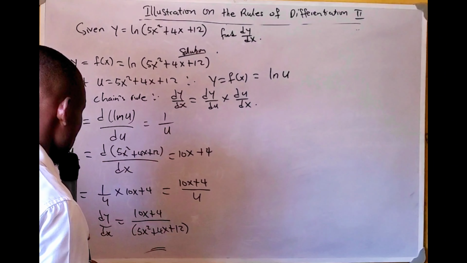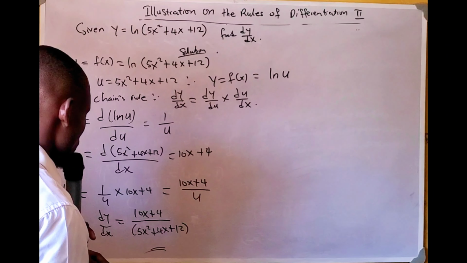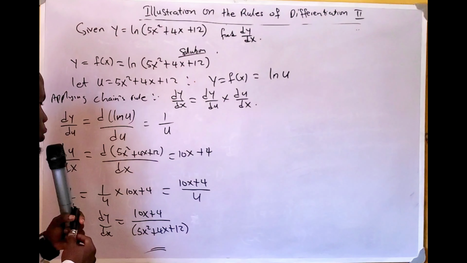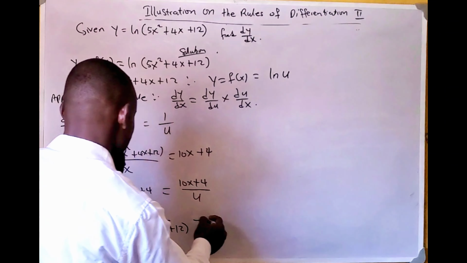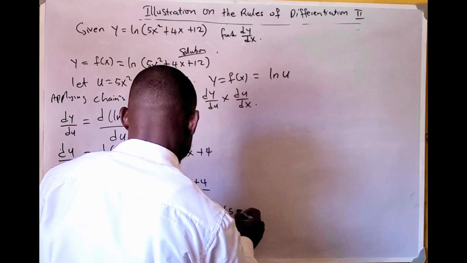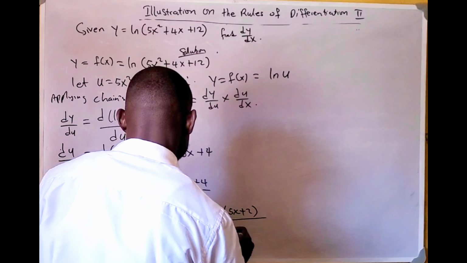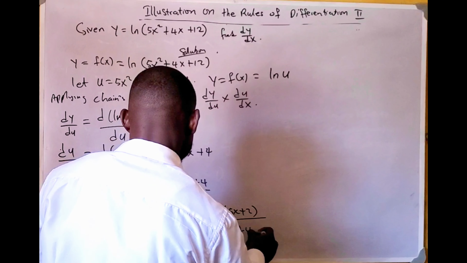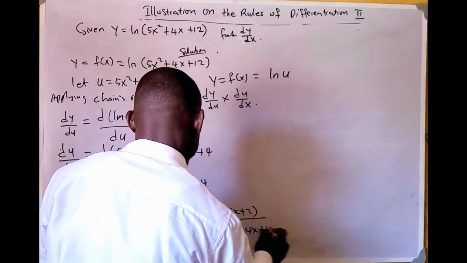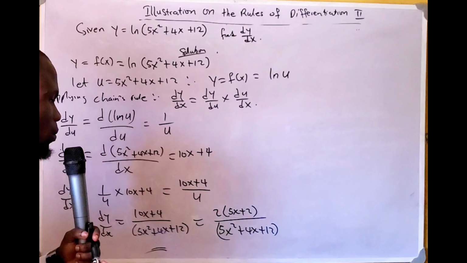So our dy/dx will be 10x plus 4 all over 5x squared plus 4x plus 12. Alright, maybe I can put it this way: 2 into 5x plus 2 all over 5x squared plus 4x plus 12. We are still saying the same thing.